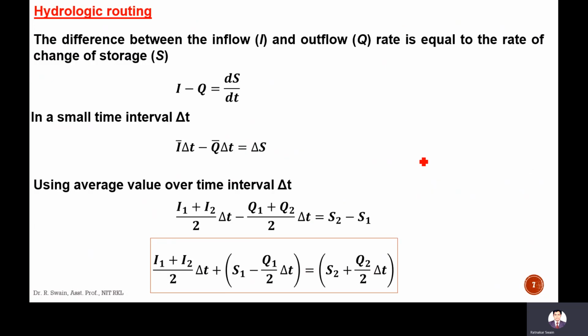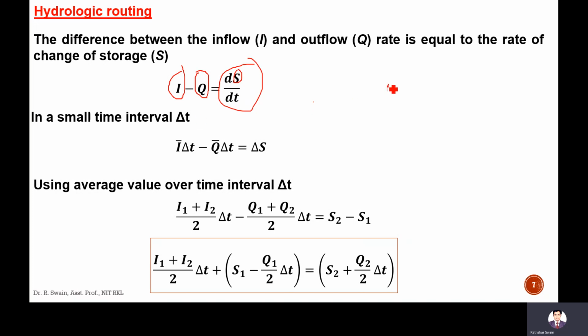What is this hydrologic routing? I told you that it uses the continuity equation, meaning how much water is coming in and how much water is leaving. Total inflow should equal total outflow. In between, if there is any storage, then the inflow rate minus the outflow rate becomes the storage rate. So inflow discharge minus outflow discharge is equal to the change in storage. S is the storage in volume, so it is volume per unit time.